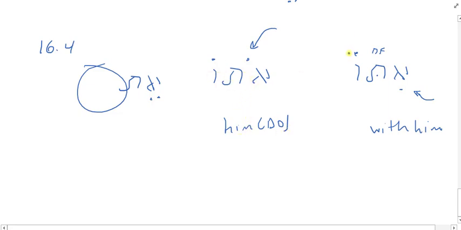So this is going to be real critical. How will you be able to tell the difference? The most important thing is if the form of et occurs with a dagesh forte in the tav, then it means with. Okay? That's the most important thing for you to look for. If it occurs with the dagesh forte in the tav, it means with. If there's no dagesh forte in the tav, then it's the direct object marker, and you just translate the pronoun that's attached to it. Okay? All right. Well, we'll stop.